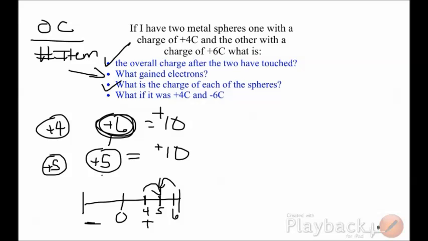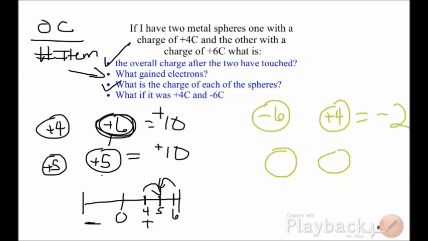Now question 3 asks you, what if you had a sphere that was negative 6 and positive 4? Well, you're going to do the same thing. Your overall charge is negative 2, which means each one is going to have a charge of negative 1.